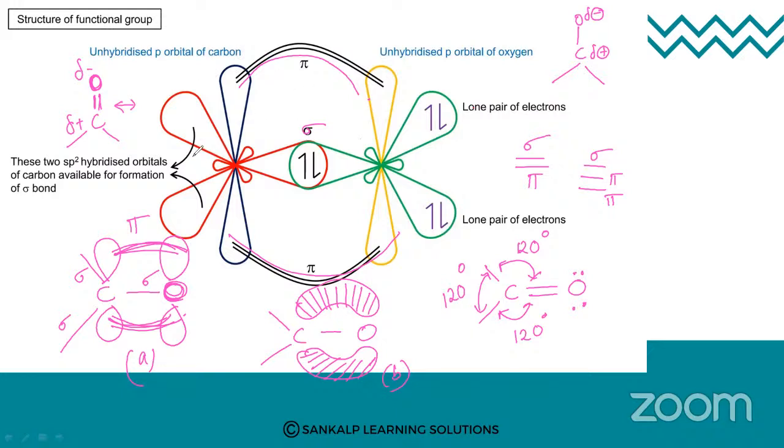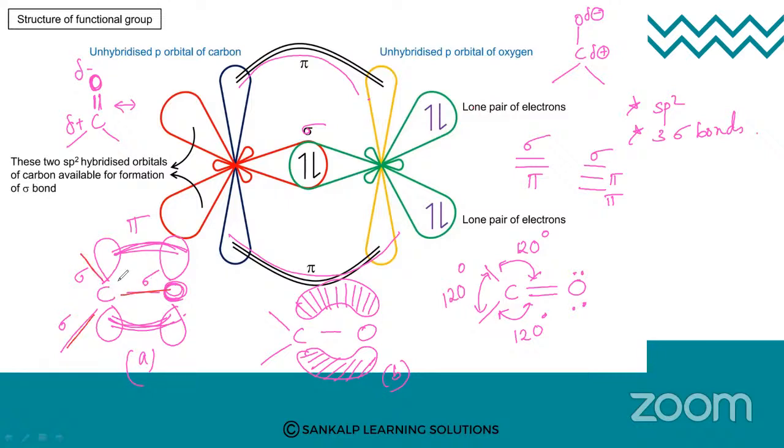The carbonyl carbon here is sp2 hybridized. What you need to remember is that the carbonyl carbon is sp2 hybridized. It forms three sigma bonds, and these three sigma bonds lie in a plane. So one, two, and three.